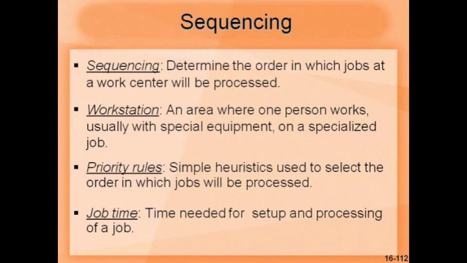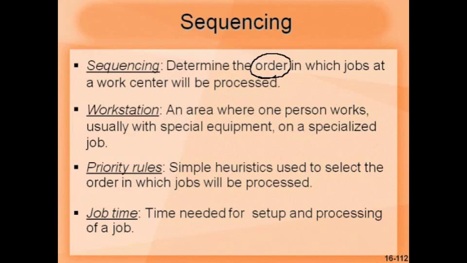Now coming to sequencing. So sequencing, as the name suggests, is basically how jobs are sequenced. What should be done first, then second, and so on. So it is different from assignment. So sequencing determines the order, so that is important here. What should be the order in which jobs at a work center will be processed.